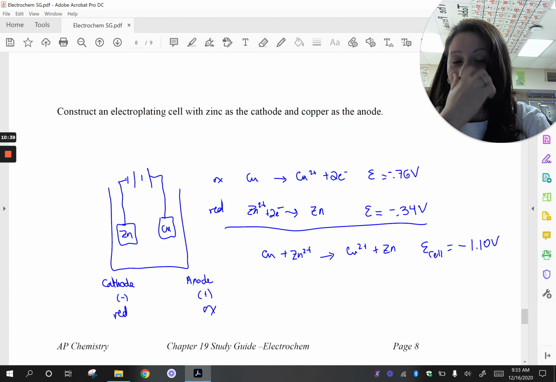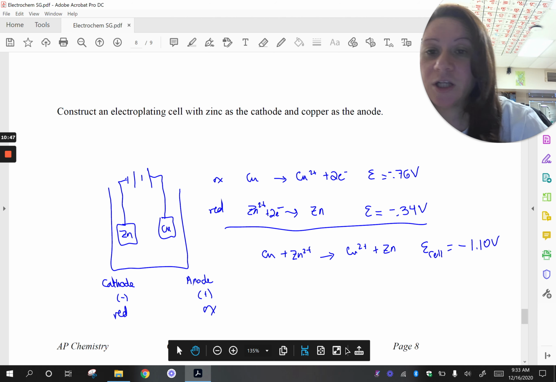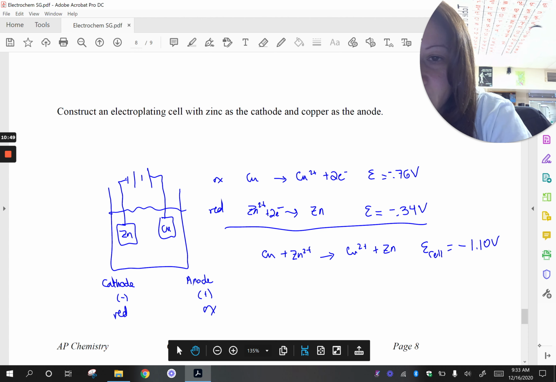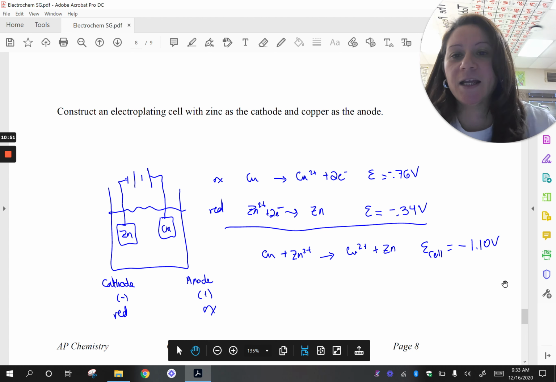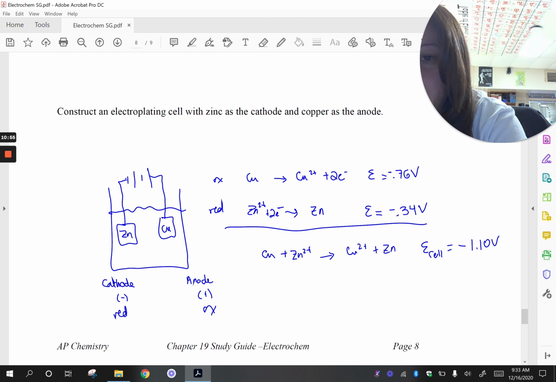So what's happening here is that the copper is being oxidized. It's turning into copper 2+, which is going into the solution. This is a solution here. And I'm losing some electrons, and the electrons are traveling through the wire.